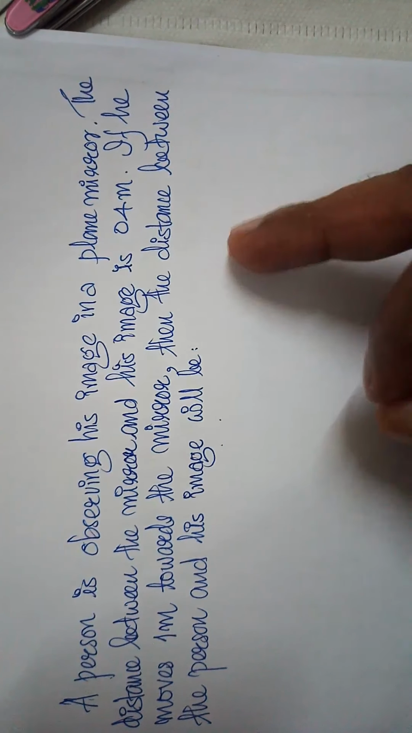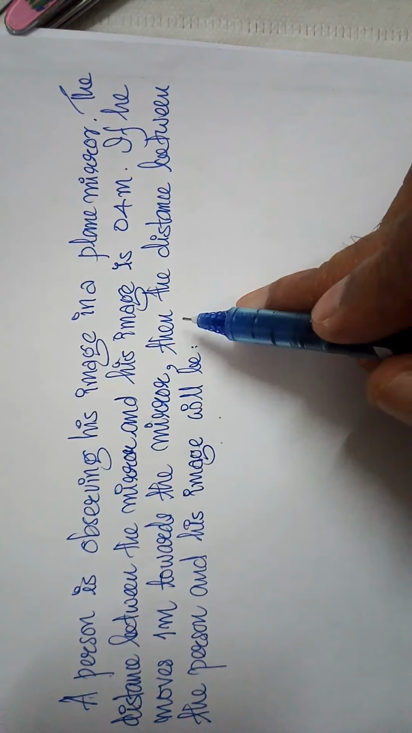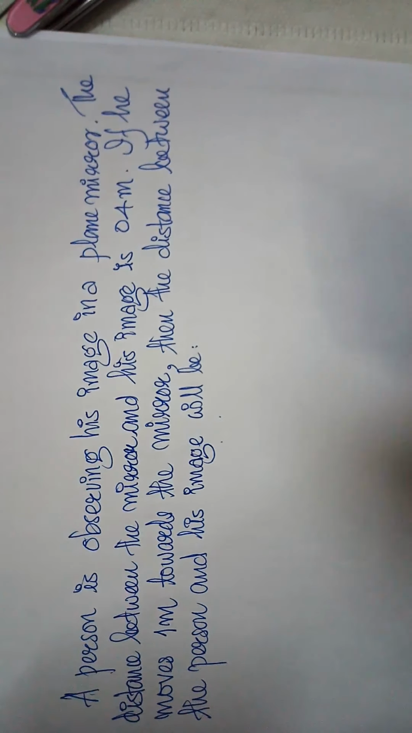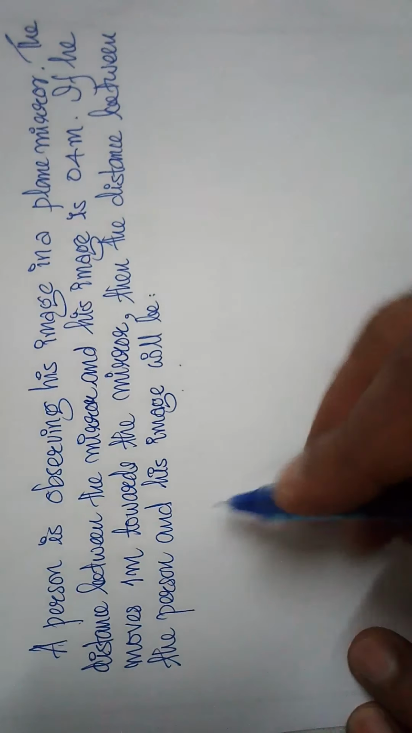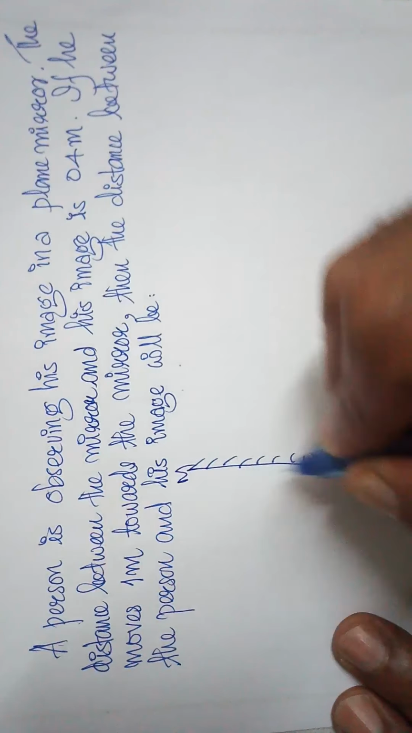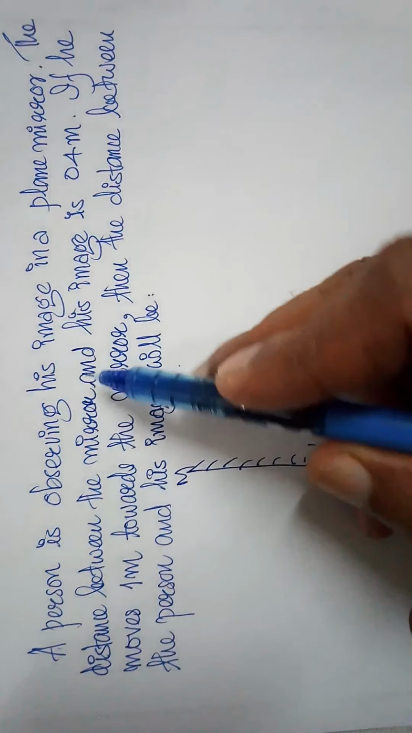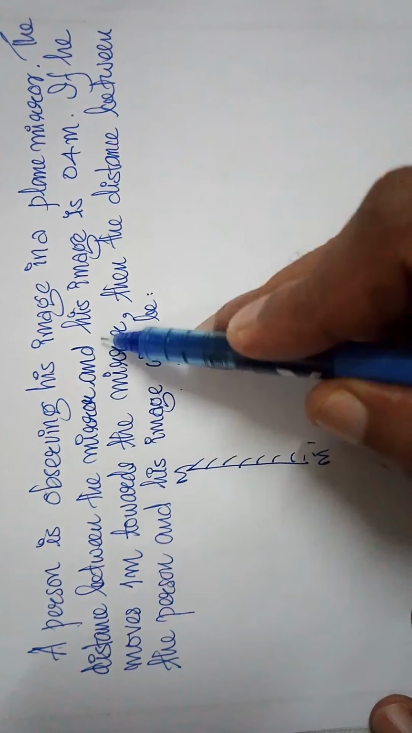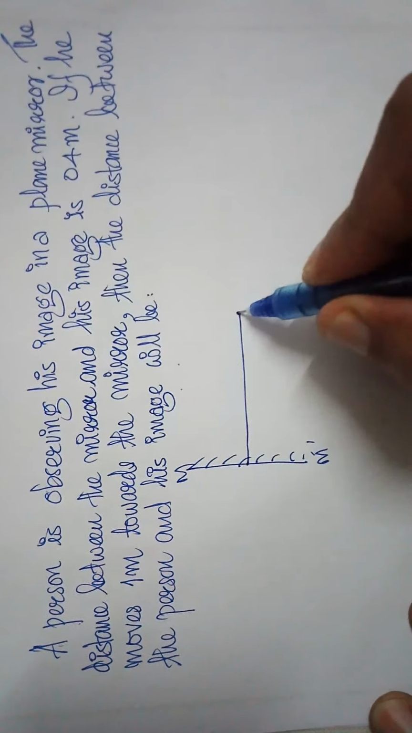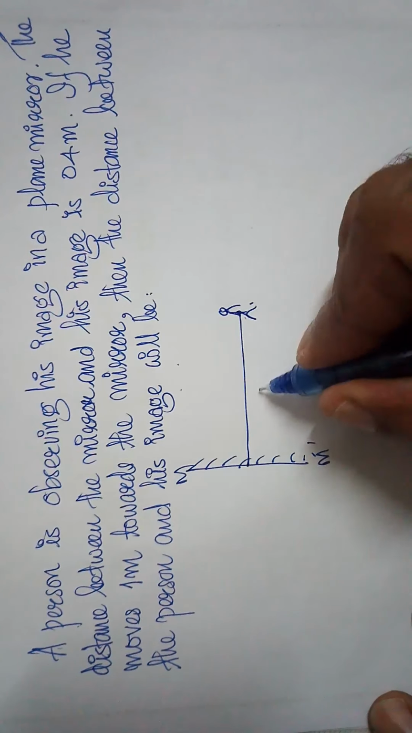And another one: if a person is observing his image in a plane mirror, the distance between the mirror and the image is 4 meters. If he moves 1 meter towards the mirror, then what will the distance between the person and his image be? We have to draw a diagram for this one. This is the mirror, M dash, like we have named earlier. The distance between the mirror and the image is 4 meters.